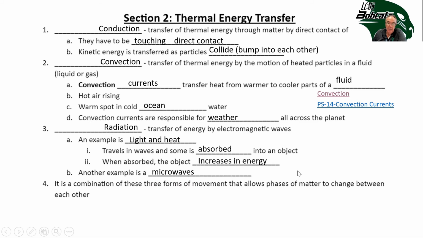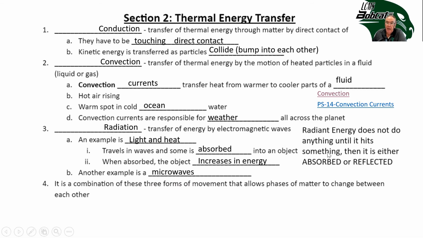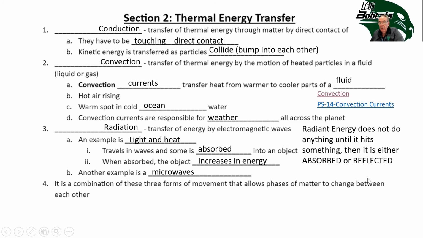Another example is microwaves. Okay? Radiant energy does not do anything until it hits something, and then it's either absorbed or reflected. So you can think of this like in the wintertime when there's snow outside. A lot of the energy that's coming from the sun is reflected back, and that's why you can get such a sunburn, like if you're not wearing something over your face and you've been out in the snow for quite a while. Some of it is absorbed.